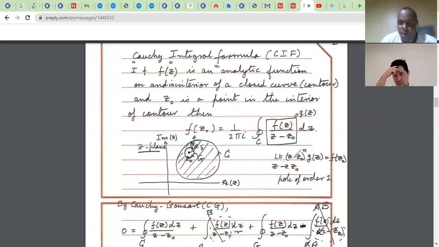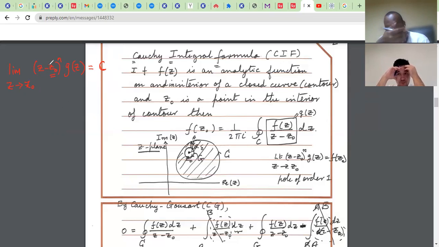So the definition was, if you do the limit as z tends to z naught of (z minus z naught) to the power n times a function of z, your answer should be a constant. If you get a constant answer, then z naught becomes a pole of order n. Remember that definition?